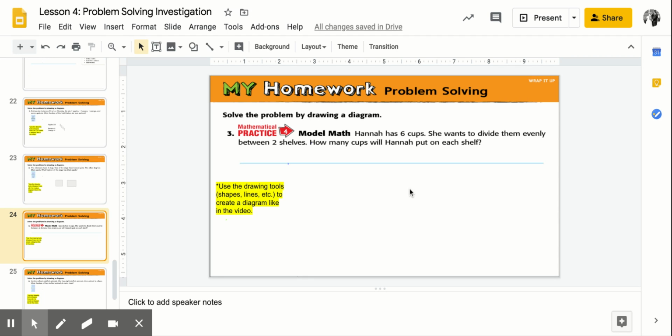Okay, so this one I'm going to kind of skip because it's basically like dividing them. So, well, I guess I can go through and do it. So it says Hannah has 6 cups. She wants to divide them evenly between 2 shelves. How many cups will Hannah put on each shelf? So it's just like whenever we do equal groups with division.